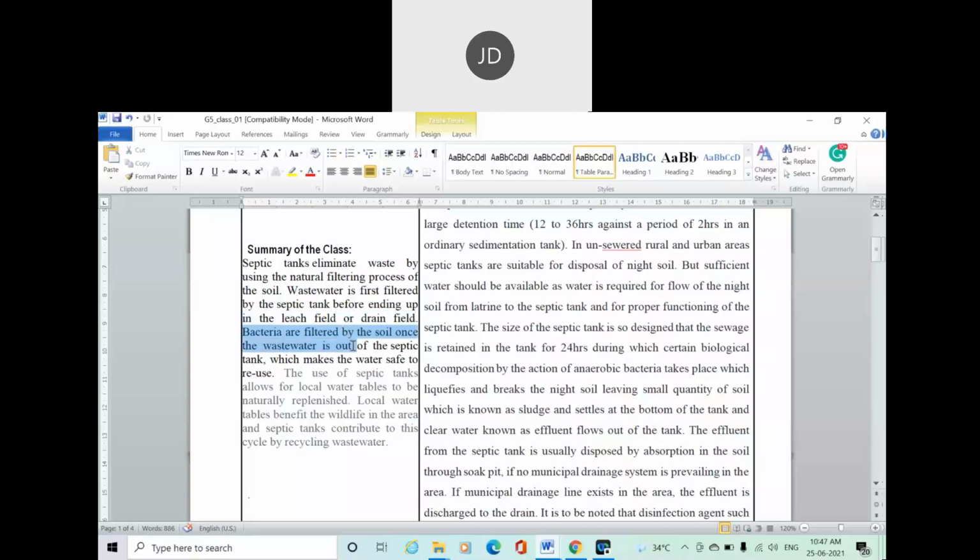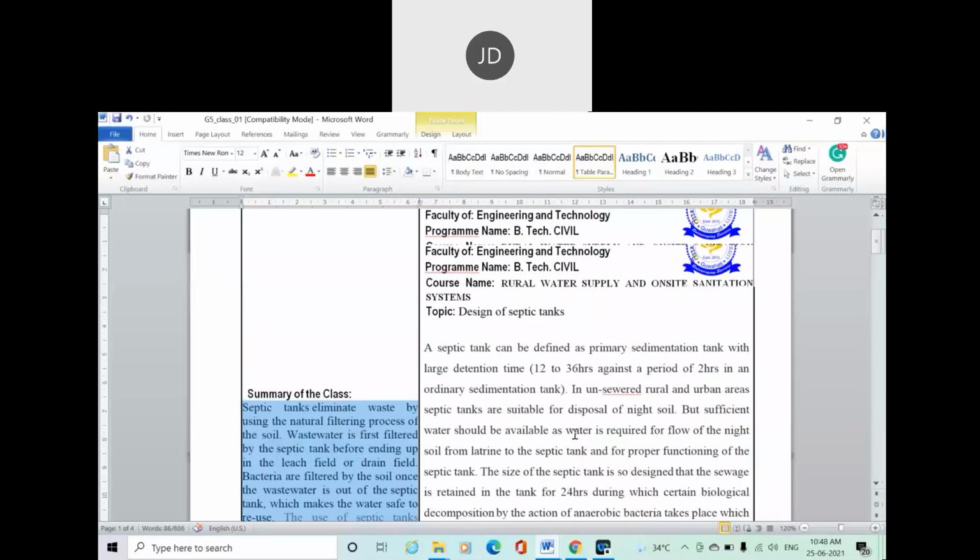Bacteria are filtered by the soil once the wastewater is out of the septic tank, which makes the water safe to reuse. The use of septic tanks allows for local water tables to be naturally replenished. The local water table benefits the wildlife in the area, and the septic tank contributes to this cycle of recycling wastewater. Basically, this is a conclusion for septic tank.